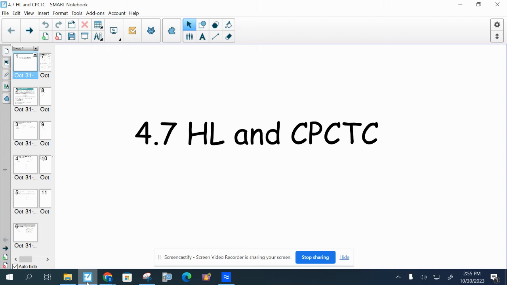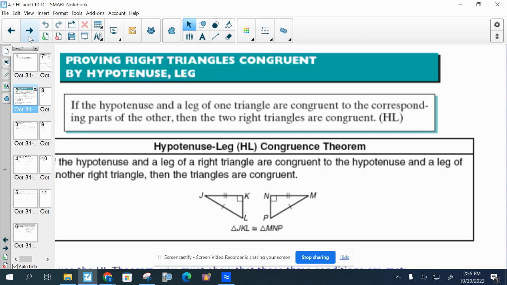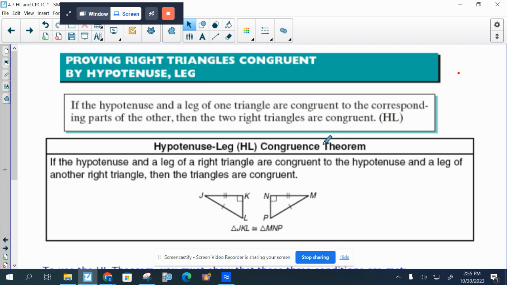Hello everyone, this is lesson 4.7, HL, which stands for hypotenuse leg, and CPCTC. These are the two topics, theorems that we are going to go over today, and we are going to go over lots of proofs. That's the focus for today's lesson. And how to use the hypotenuse leg theorem to prove triangles are congruent.